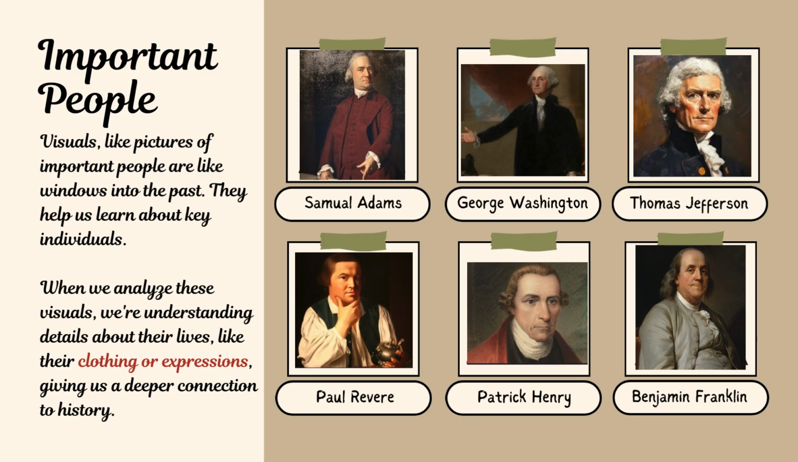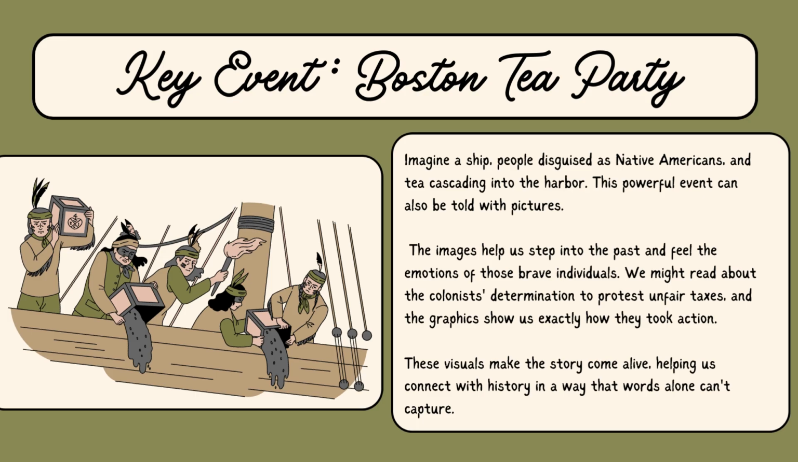So here are the important people. This is the people picture. Important people are like windows into the past. They help us learn about key individuals when we analyze this visual and understand details about their lives, like their clothing or expressions, giving us a deeper connection to history. So Samuel Adams, George Washington, Thomas Jefferson, Paul Revere, Patrick Henry, and Benjamin Franklin.